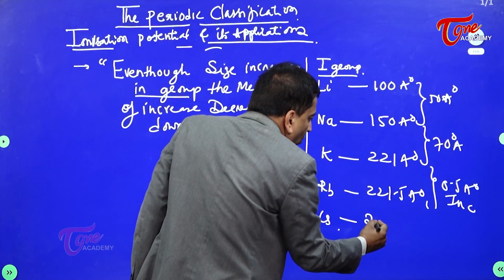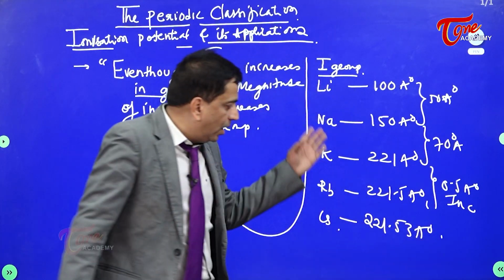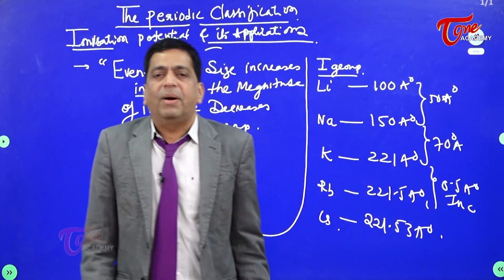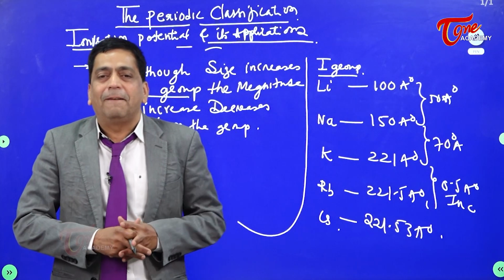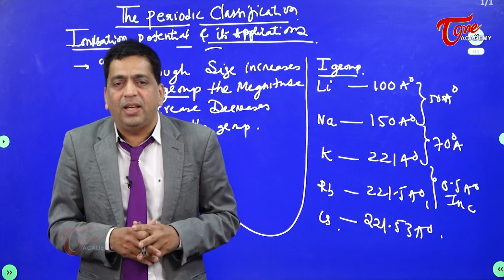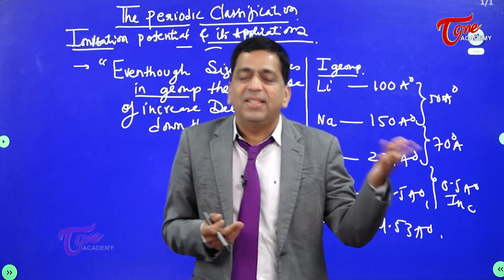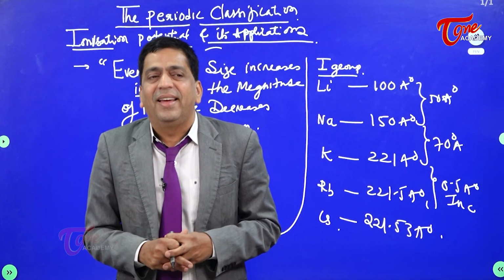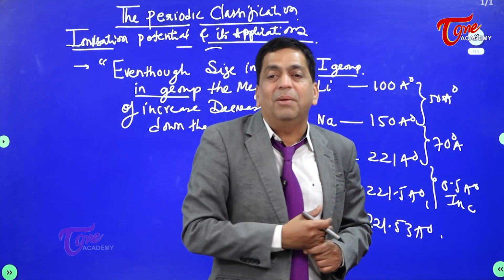This will be 221.53. There is an increase. But the magnitude of increase is decreasing. Well, if this is the case, we have the modern periodic law which says that the physical and chemical properties of an element are functions of atomic radii. In fact, the mode of activity of all the elements in the periodic table depends on size.